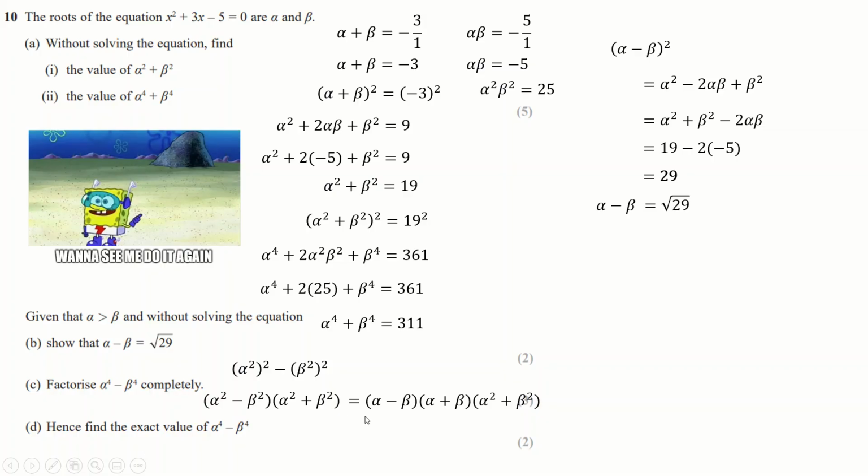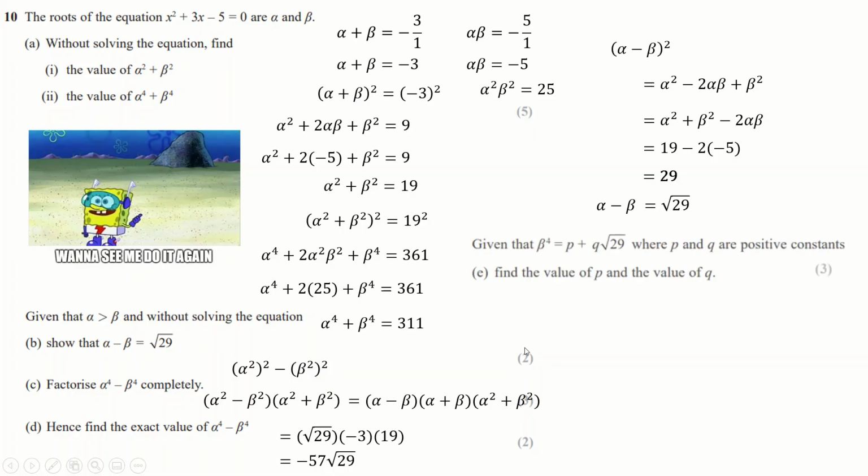But of course, hence find the exact value. I know what all of these things are. I know alpha minus beta is this, I know alpha plus beta is this, and I know alpha squared plus beta squared is that. So I can just put those in, times them together, and I make this here. Final part of the question, given beta to the power 4 is this, find the value of p and q.